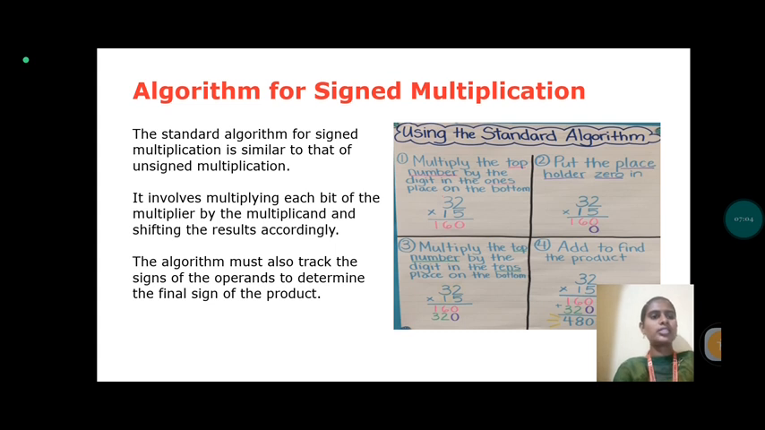Then next, using the standard formula, here is the example. First, multiplying the top number by the digit in the ones place of the bottom. 32 times 15 is equal to 160, and put the placeholder 0 in. Then multiplying the top number by the digit in the tens place of the bottom. Then next, add to find the product. The final result is equal to 480.